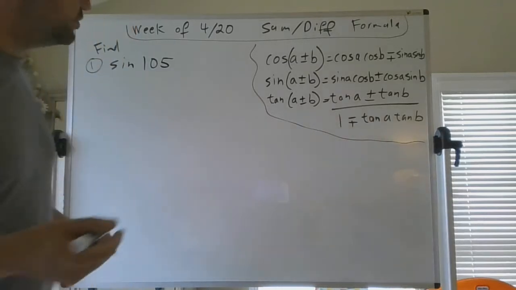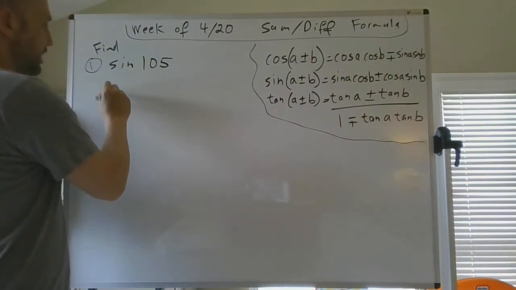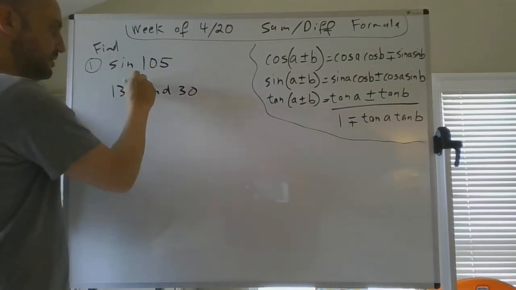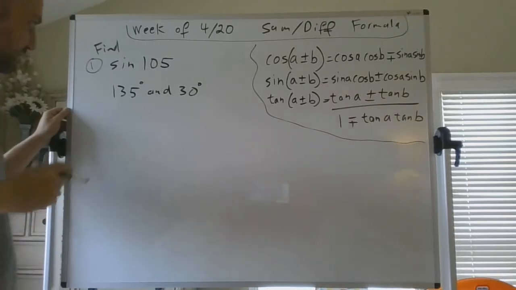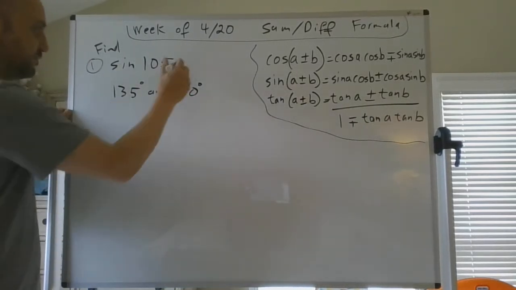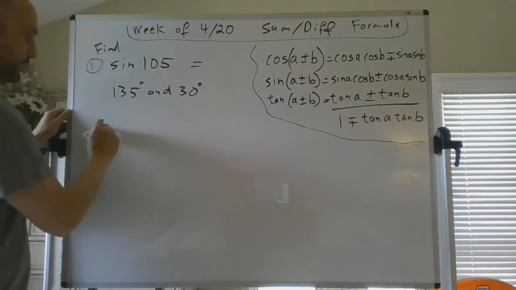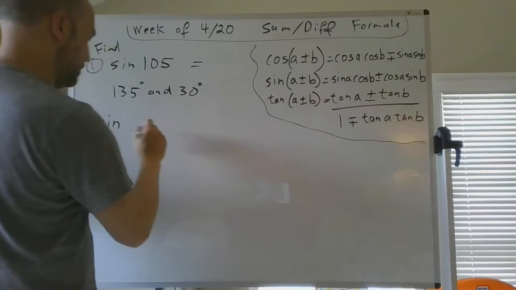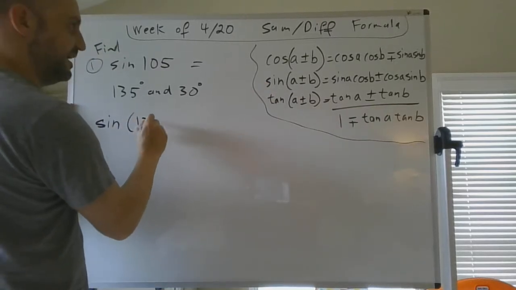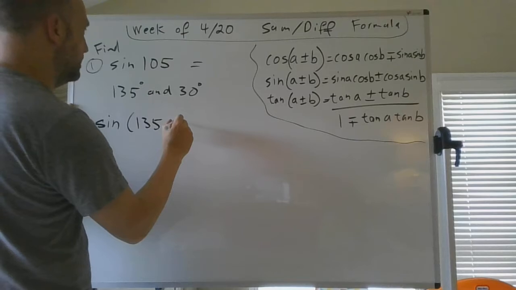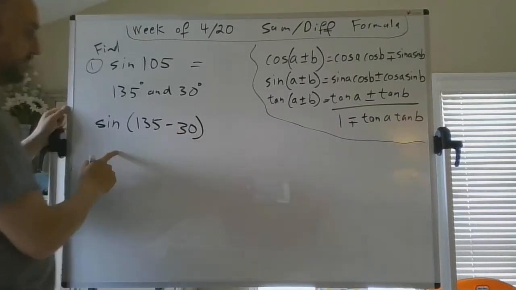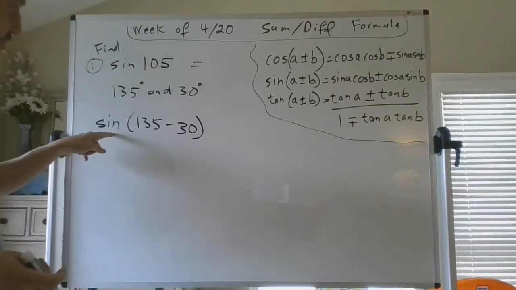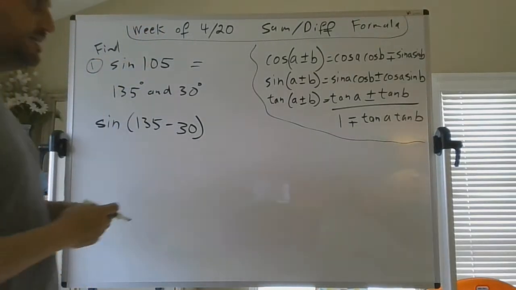So in this case, I'm going to use two things we know. I'm going to use 135 and 30 degrees. I'm going to use those two. And clearly, I'm going to be subtracting them. So I'm going to say the sine of 105 is equal to the sine of 135 minus 30 degrees. Okay? So 135 minus 30 should give us 105. So if I want to find the sine of 105, I have to do sine of 135 minus 30. Now, how do we do that?